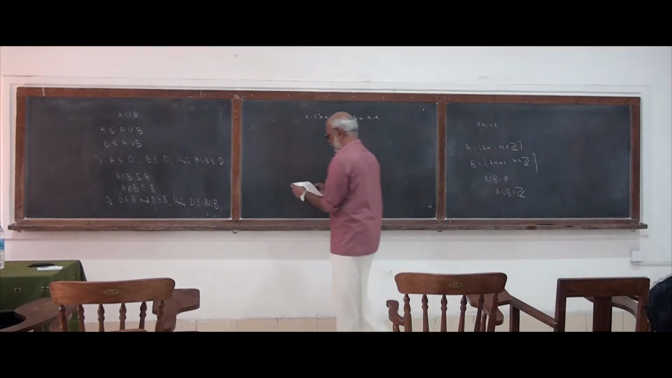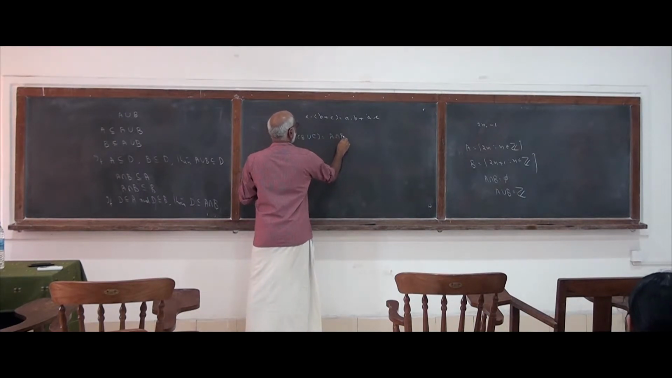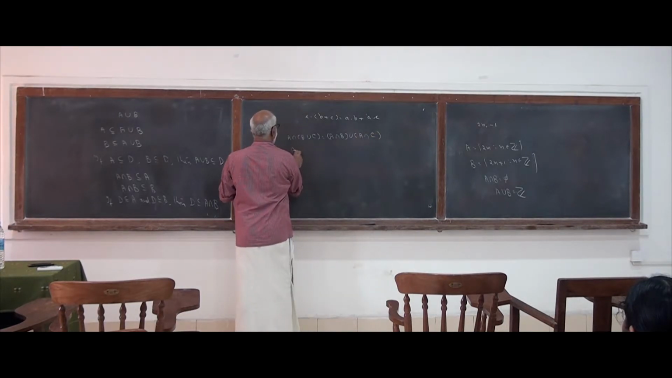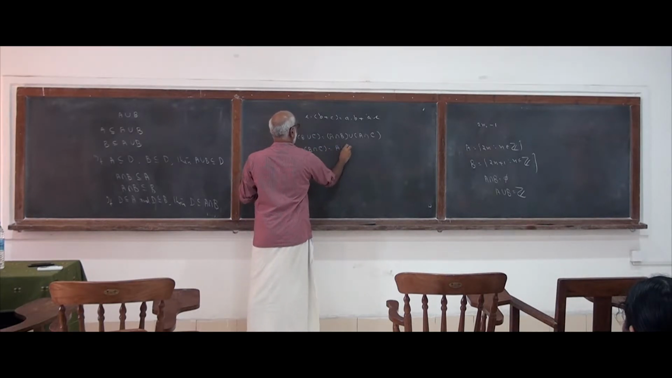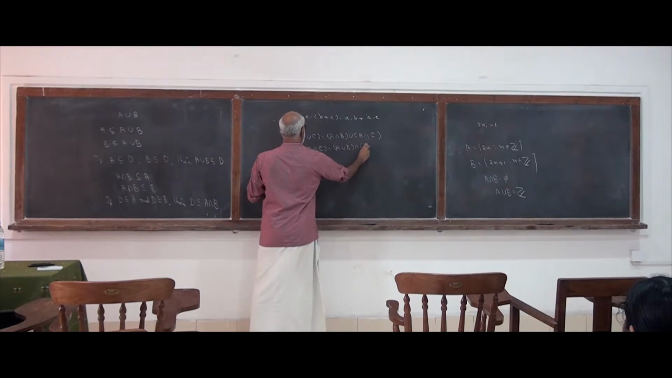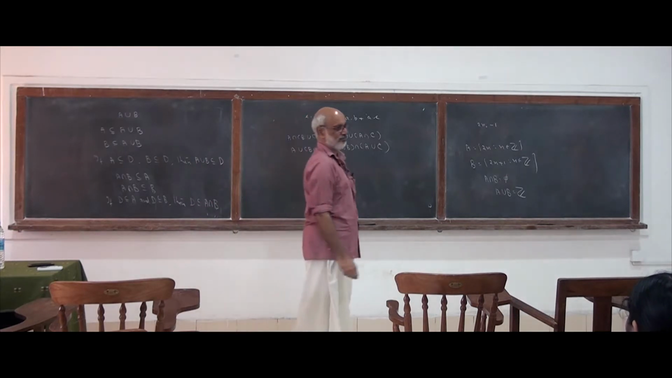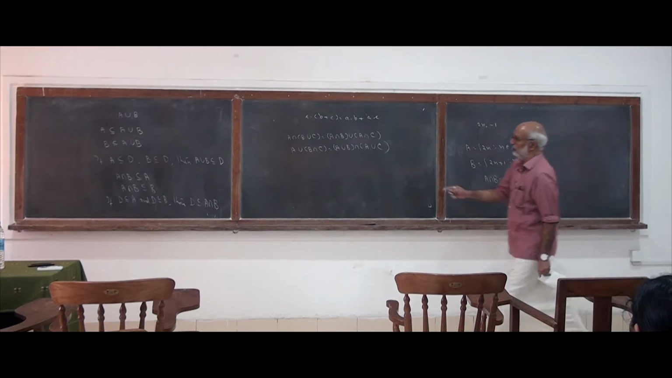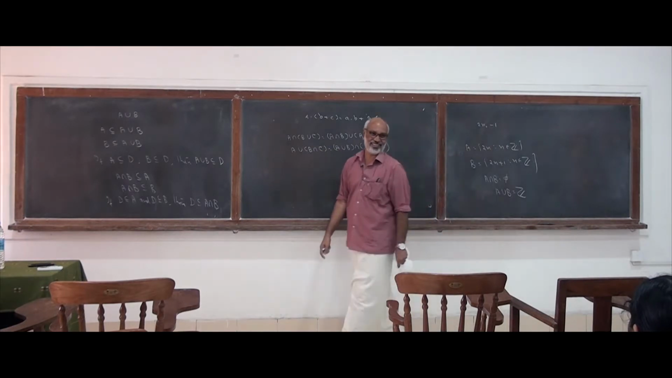In set theory, we have A intersection (B union C) is equal to (A intersection B) union (A intersection C), and A union (B intersection C) is equal to (A union B) intersection (A union C). That is, intersection is distributive over union and union is distributive over intersection.